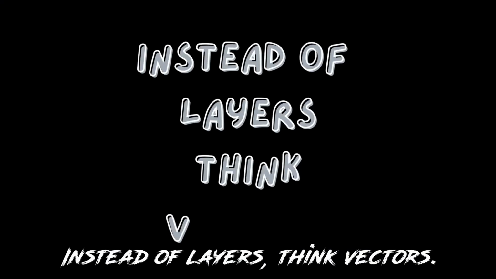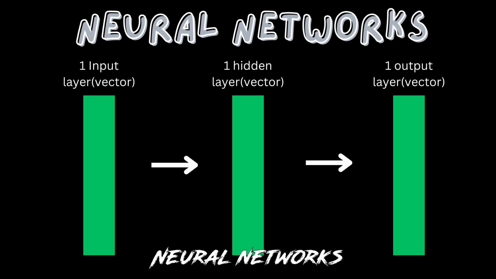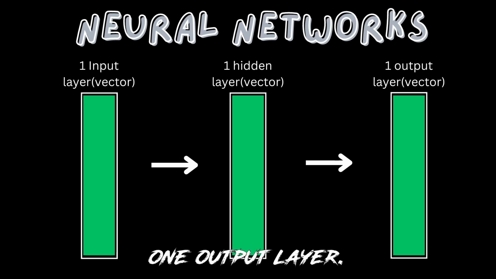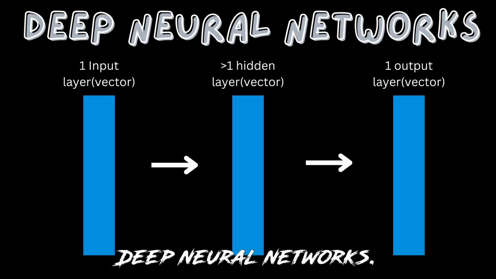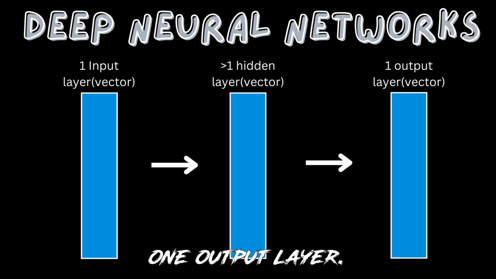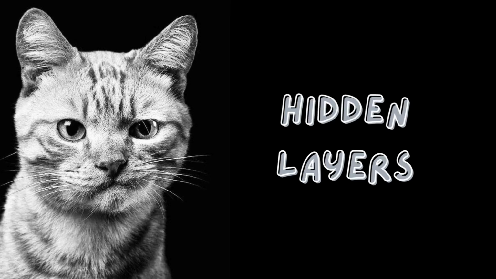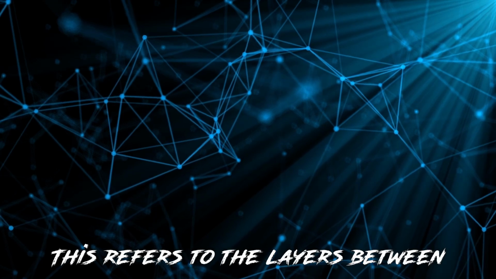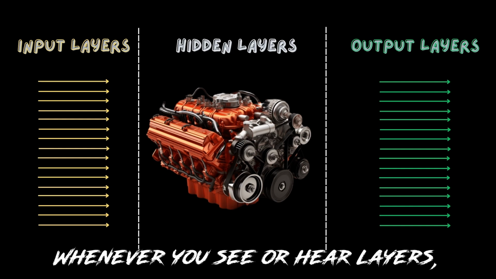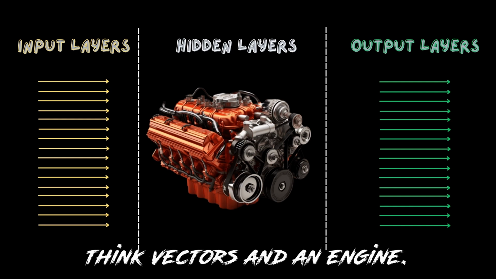Instead of layers, think vectors. Neural networks: one input, one hidden layer, one output layer. Deep neural networks: one input layer, multiple hidden layers, one output layer. Hidden layers. This refers to the layers between the input and output layers. Whenever you see or hear layers, think vectors and an engine.